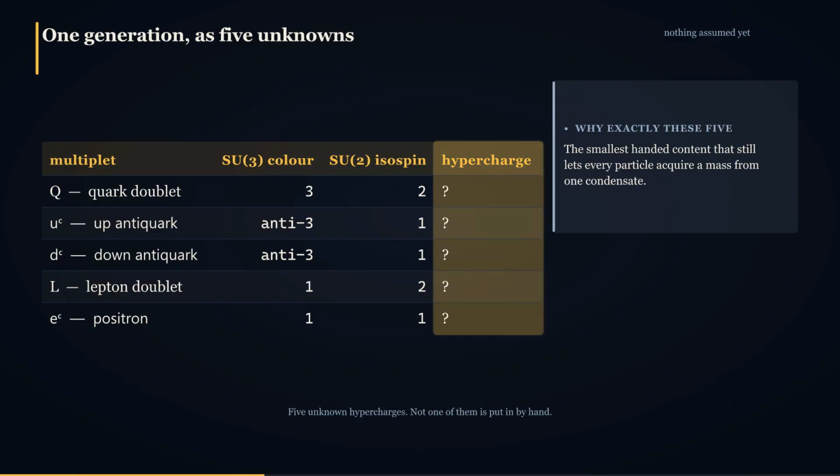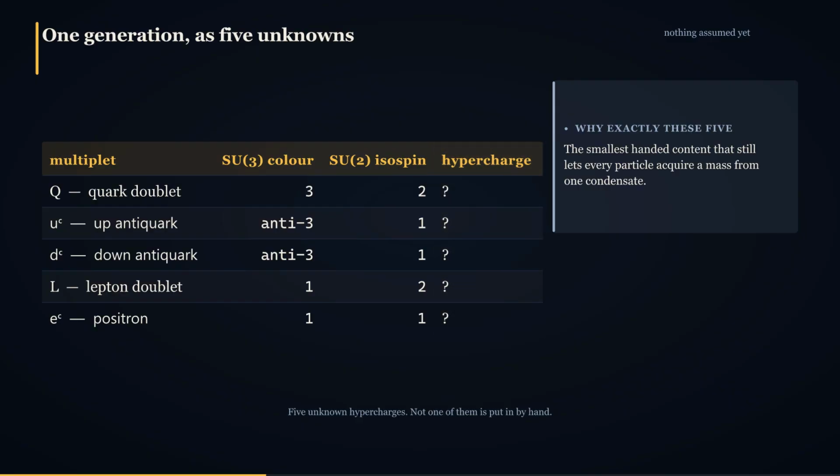The weights matter, so count them carefully. The quark doublet carries 3 colors and 2 spin states, so it appears 6 times. Each colored singlet appears 3 times. The lepton doublet appears twice. The lepton singlet once. 6, 3, 3, 2, 1.